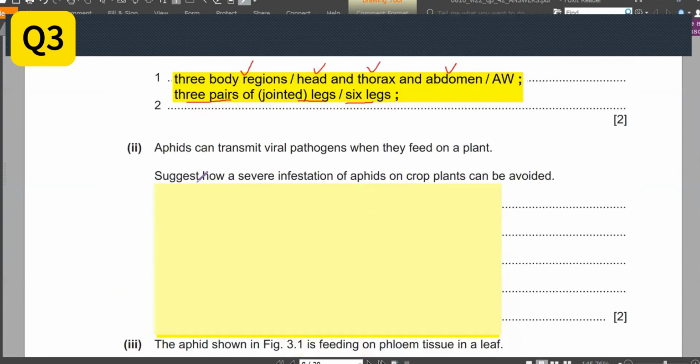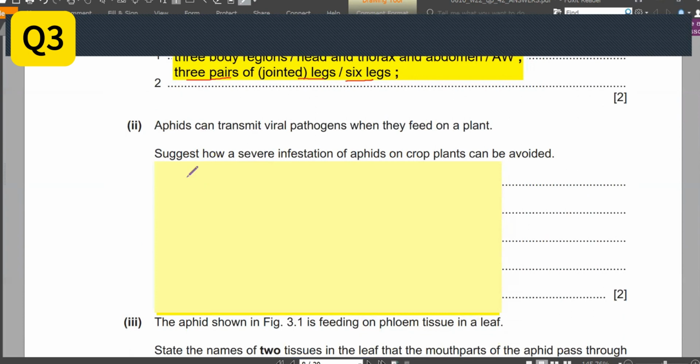Next, aphids can transmit viral pathogens when they feed on a plant. So they can carry virus. So the virus can infect the plants and damage the plants. How a severe infestation of aphids on crop plants can be avoided. So basically, they can be damaging to the plants. So we need to think of some things that we can do to prevent the aphids from damaging the plants.